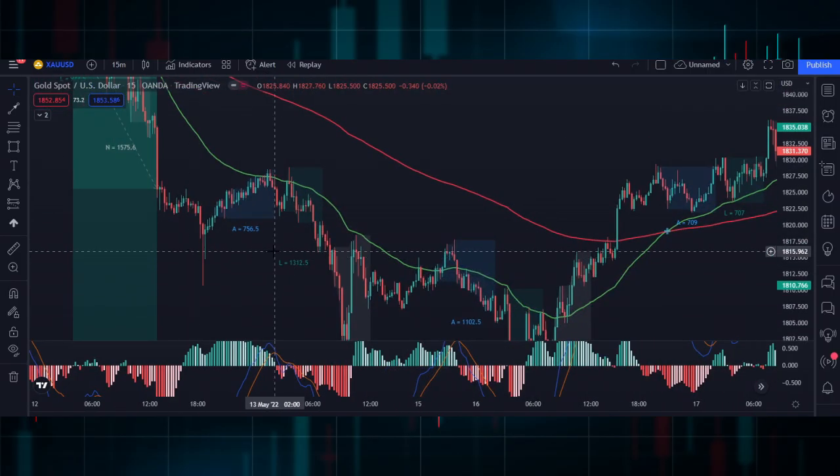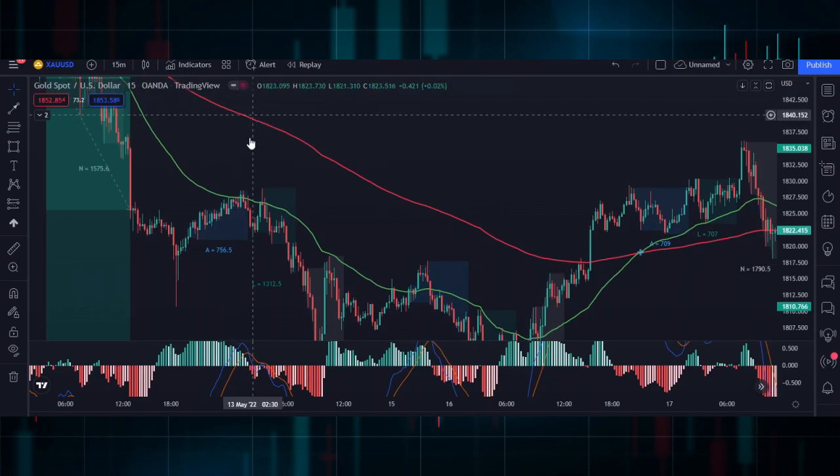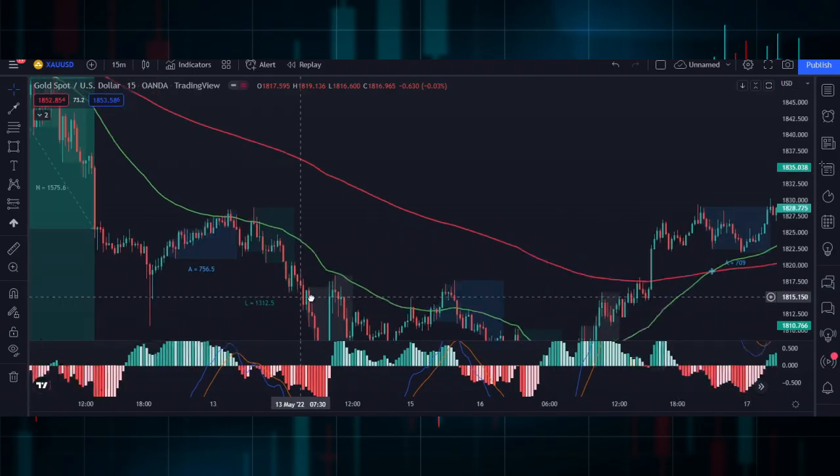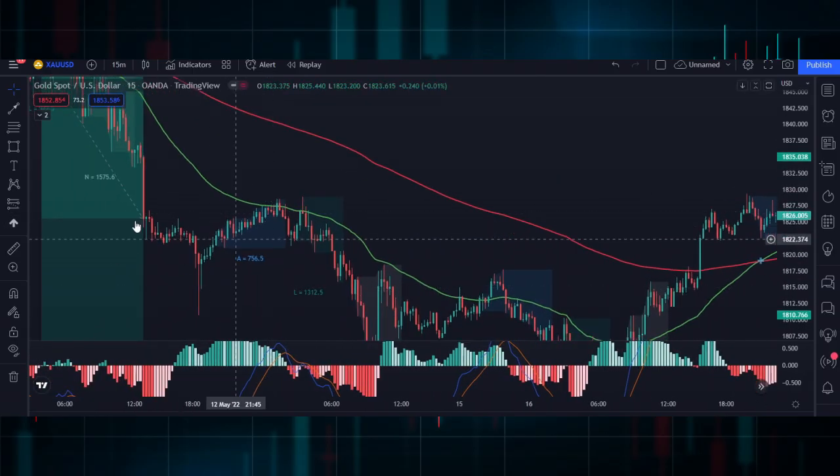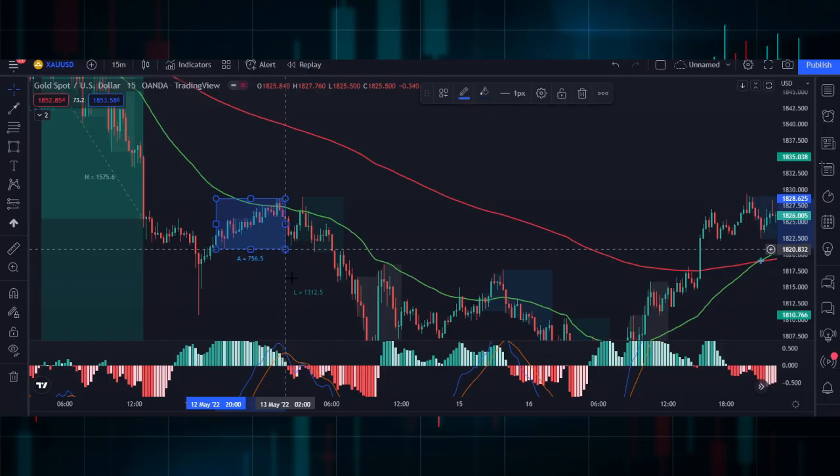So now coming in on May 13th, again, we're looking for sells. So we've got to look for a normal sell setup or an advanced sell setup. And in this case, we got a normal sell setup. Let's draw the Asian box for clarity.